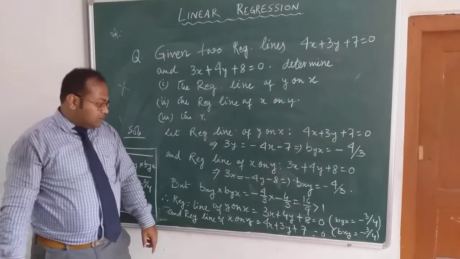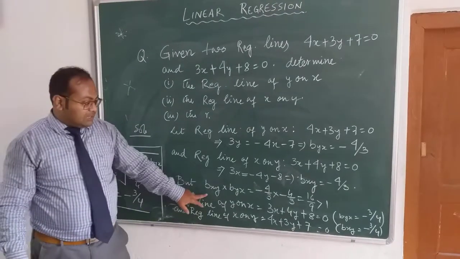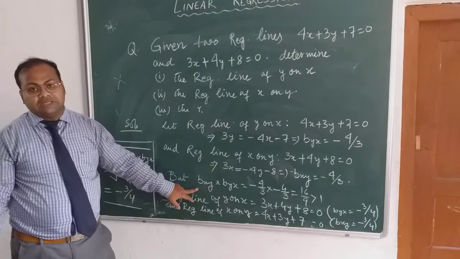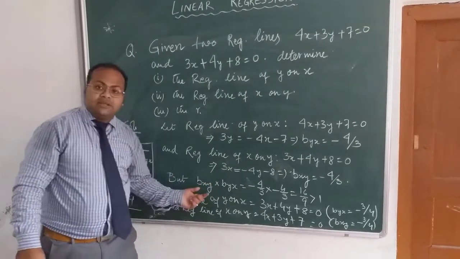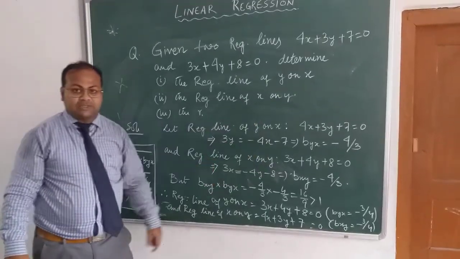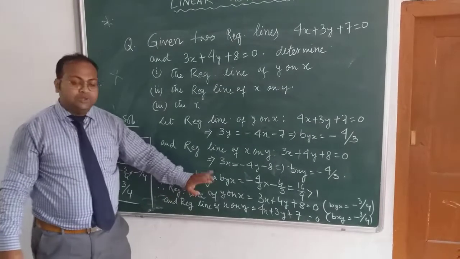Now we know one thing, that bxy into byx, we have seen in the properties, that the product of these two coefficients will always lie between 0 and 1. So now let us multiply. We have to check whether this assumption is correct or wrong. So what is the procedure? The procedure is here: byx into bxy, multiply it.